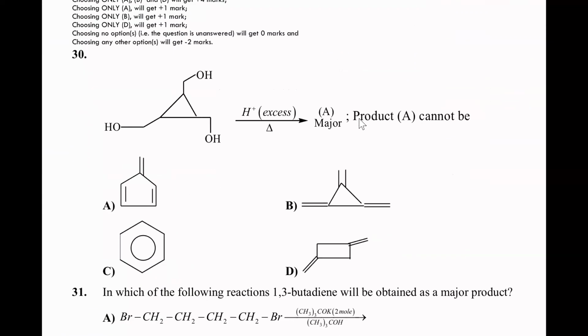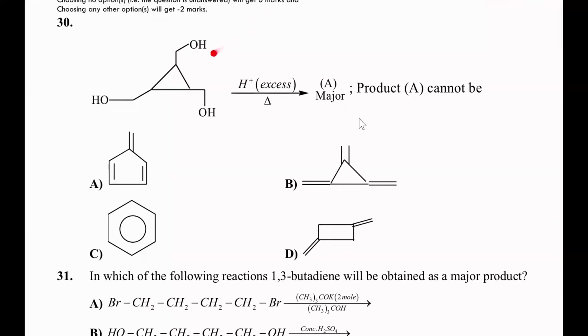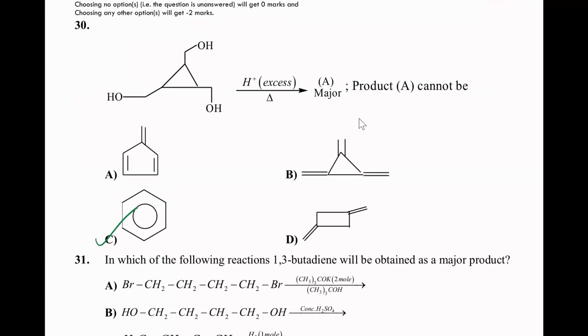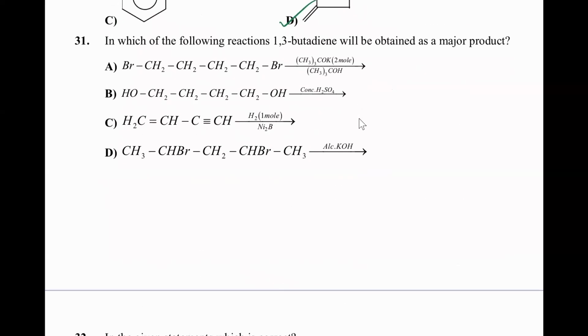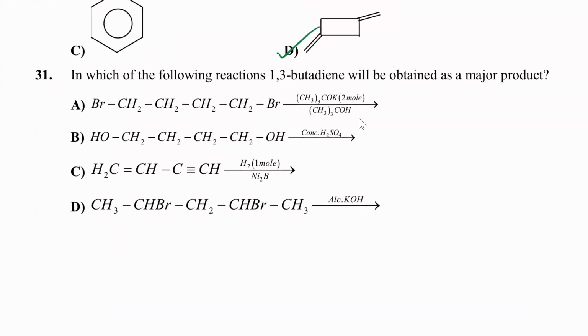Next. This is a standard question. We discussed this last time. So every time you see this, directly go for the option benzene. You don't have to think so much. But I also told you that the product A cannot be this one or this one. So that means you opt for these options. Correct. Next. In which of the following reactions will 1,3-butadiene be obtained as a major product?